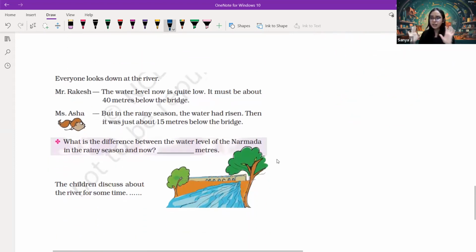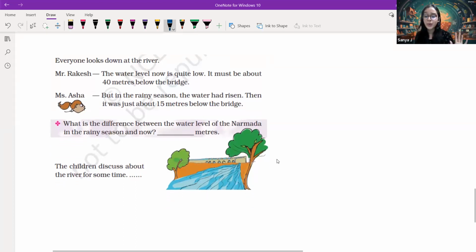Everyone was looking at the river, but Mr. Rakesh and Miss Asha were discussing something else. Let's see what they are discussing now. Mr. Rakesh says the water level of River Narmada is quite low. It must be about 40 meters below the bridge. If this is the bridge, he says that the water level must be somewhere here, 40 meters below the bridge.